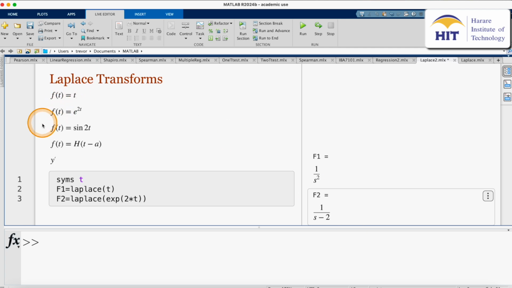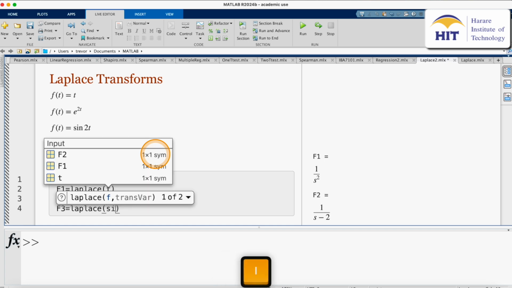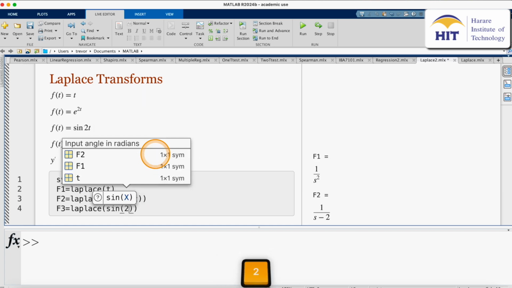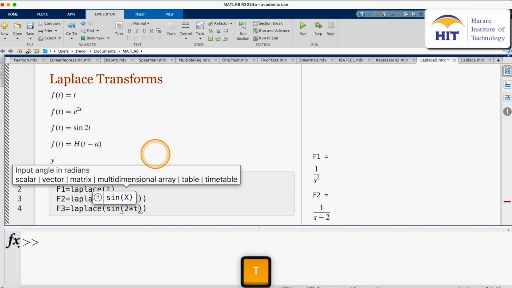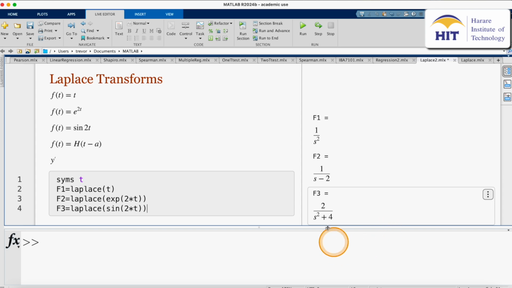I now go on to the third one, the Laplace transform of sine of 2t. Click on the return key. I'll call this f3 is equal to laplace, open parenthesis, sine, open parenthesis, 2 multiplied by t. So for the Laplace transform of sine of 2t, go on and run. We have the Laplace transform there is 2 divided by s squared plus 4.